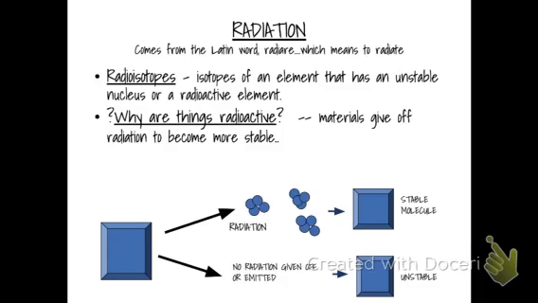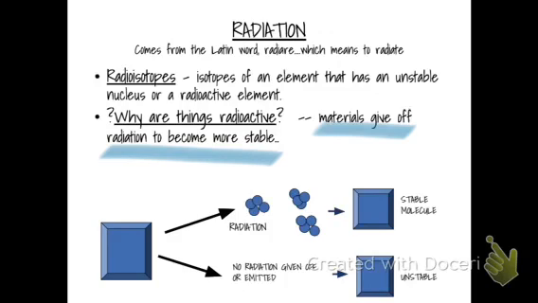So radiation, what is it? It comes from the Latin word radiare, which means to radiate, and radioisotopes are isotopes of an element that have an unstable nucleus or radioactive element. Why are things radioactive? They are radioactive when they give off materials. They're unstable, and they give off radiation to become more stable.